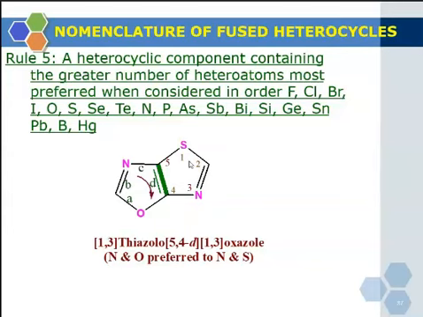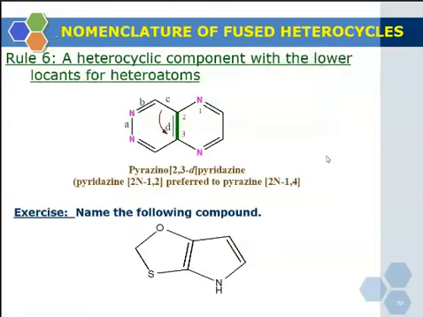Rule number 5 says a heterocyclic component containing the greater number of heteroatoms is preferred most when considered in the order of fluorine, chlorine, bromine, iodine, oxygen, sulfur, selenium, tellurium, nitrogen, phosphorus, arsenic, etc. Rule number 6 says a heterocyclic component with the lower locants for the heteroatoms is given priority. Here it is explained with the help of this structure.